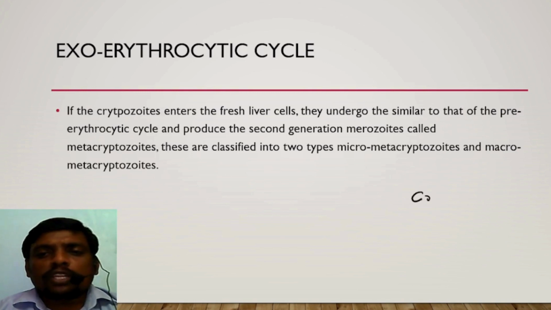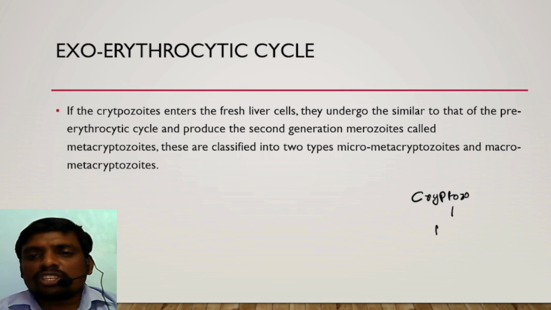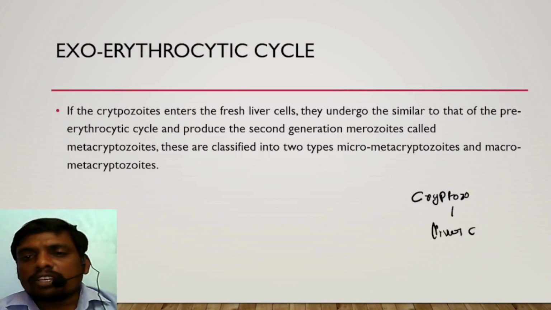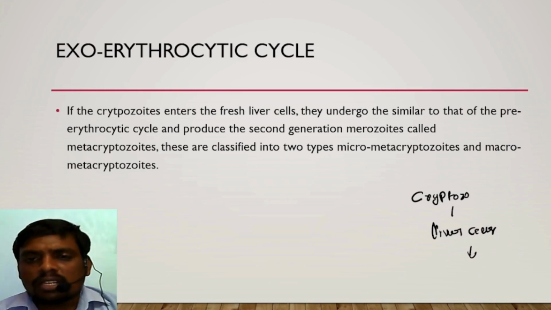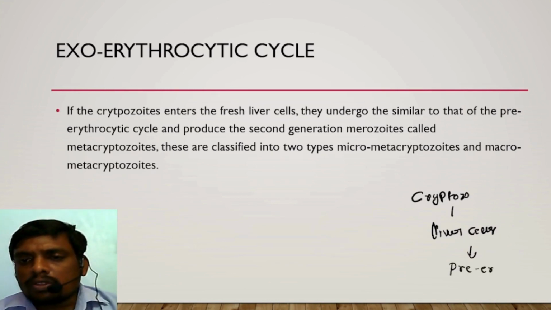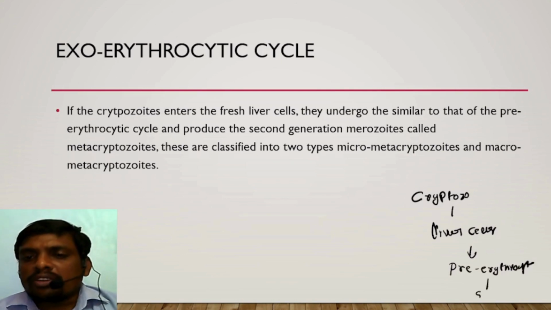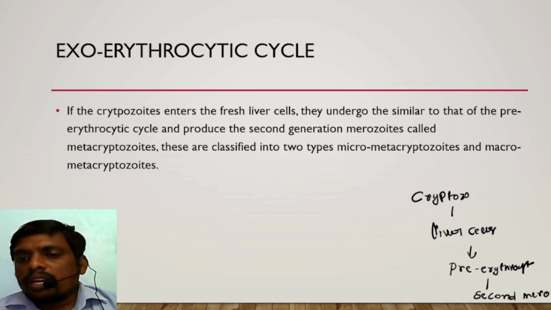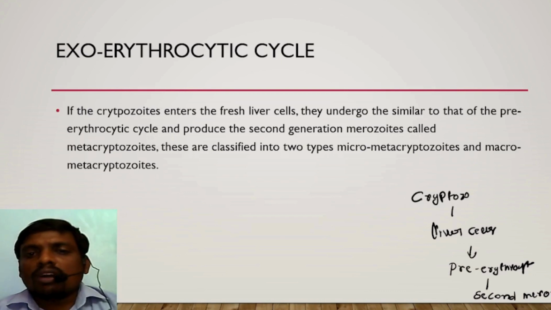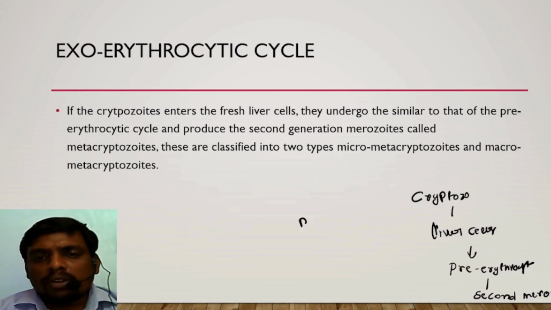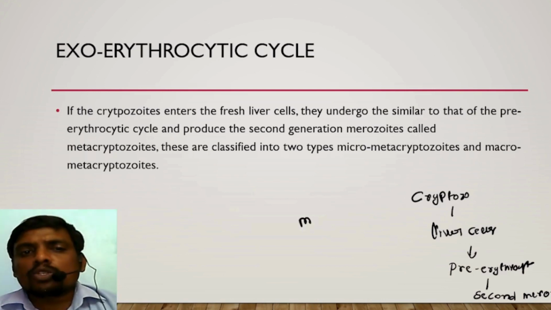If the cryptozoites enter into the fresh liver cells, they undergo changes similar to those occurring in pre-erythrocytic schizogony. Finally, second generation merozoites will be produced. These second generation merozoites are classified into two types based upon their size. Some of them are larger in size, some of them are smaller in size.